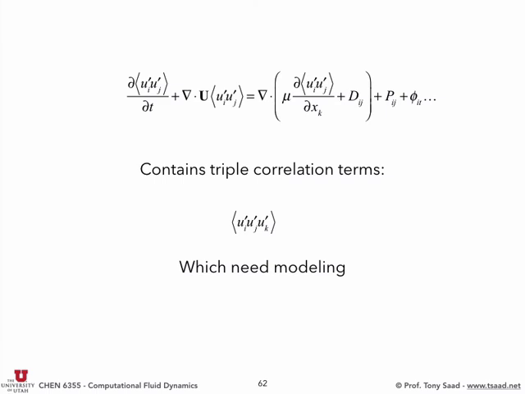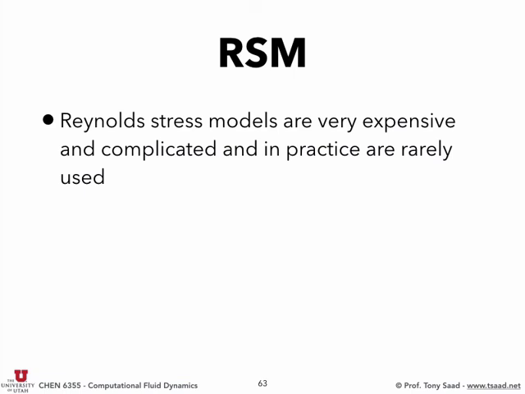This is a transport equation for the Reynolds stresses, and these terms are really nasty. They're like 2 pages long. So I'll just call them P_ij and V_ij, but they contain terms that have triple correlations, okay? And they need modeling, all right? So the Reynolds stress model is very expensive, but it allows you to capture anisotropic effects, okay? So it does better than the eddy viscosity, or assuming that the stress tensor looks like a laminar stress tensor, okay?